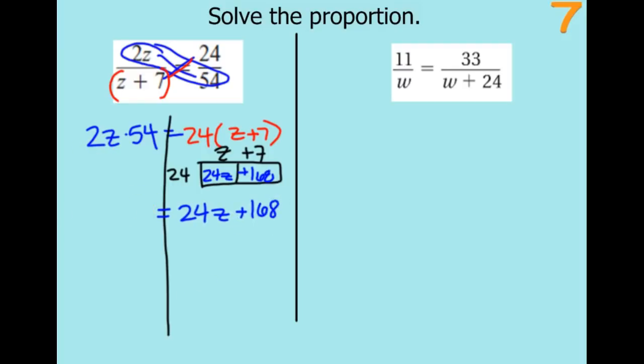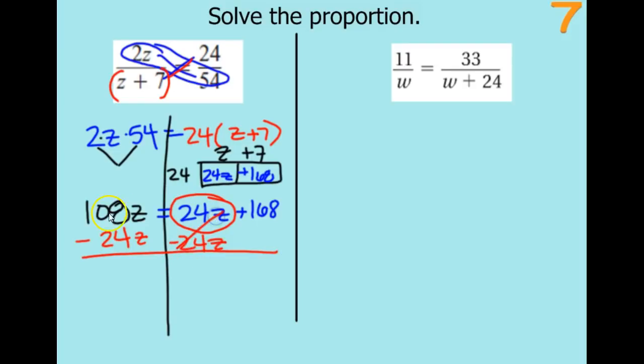And over here, this is all multiplied as well. 2z times 54, so 2 times 54 will give us 108. But there's the z there as well. So we have z's on both sides. We need all the letters together. So I'm going to move this 24z over to be with the others, because there's more over here. It's positive, so I'm going to subtract 24z. So 8 minus 4 is 4. 10 minus 2 is 8. So we have 84z equals 168.